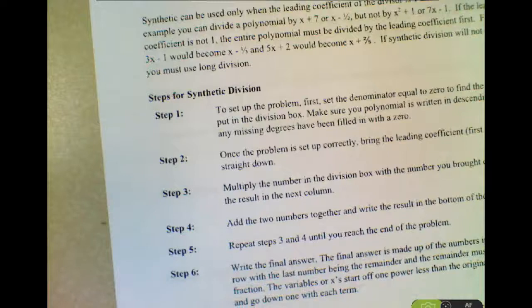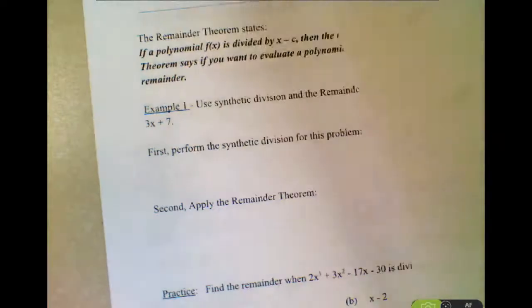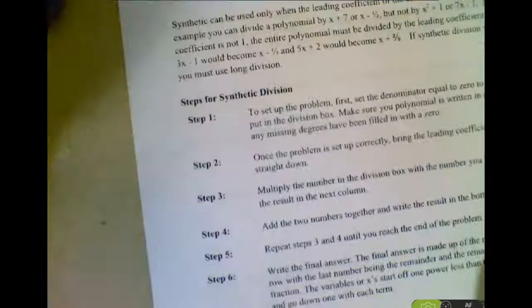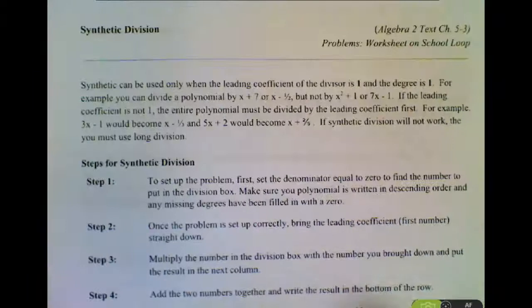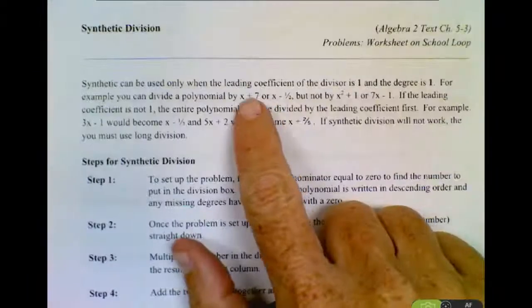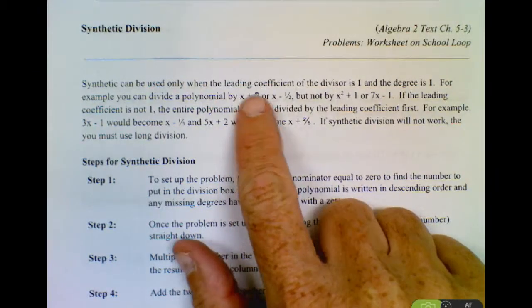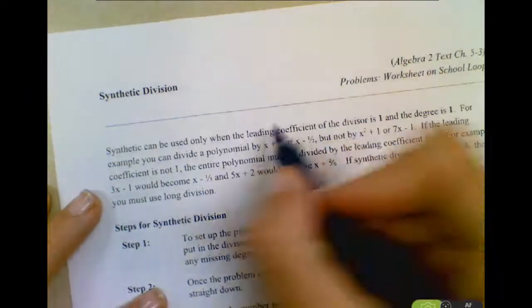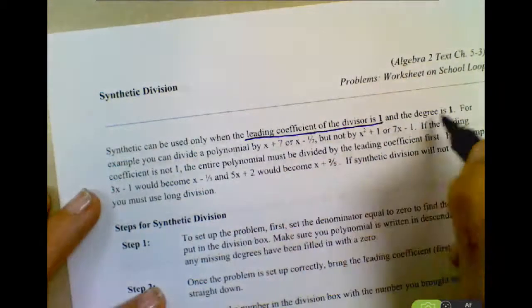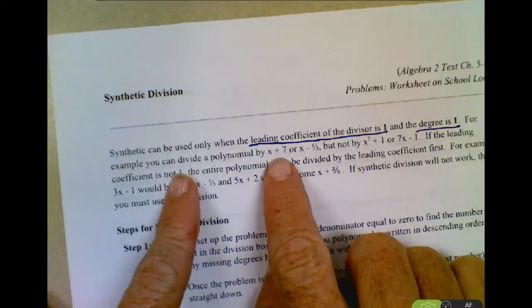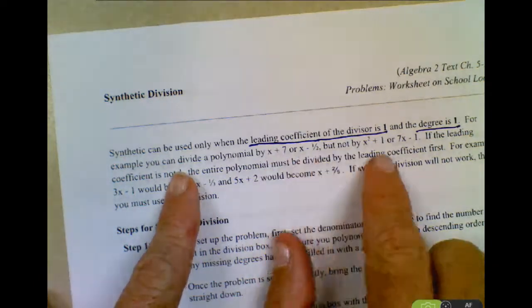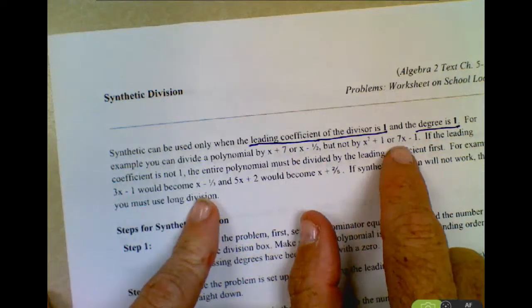So synthetic division sounds like it would be complicated, but in all actuality, it's a much quicker way to do division than long division. The main reason is because you don't have to keep rewriting your variable the entire time. Okay, but synthetic division has some specific rules that you have to go by. So synthetic can only be used when the leading coefficient of the divisor is 1 and the degree is 1. So, for example, you can divide a polynomial by x plus 7 or x minus a half, but not by x squared plus 1 or 7x minus 1.